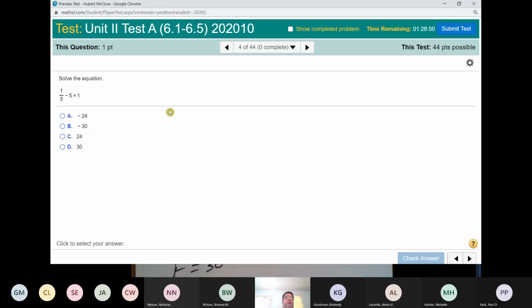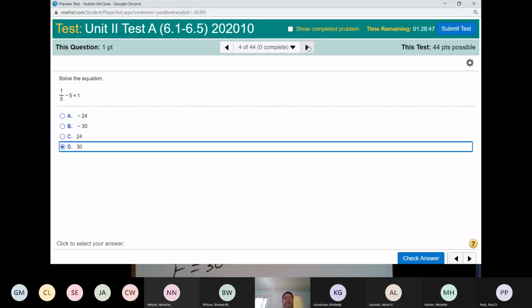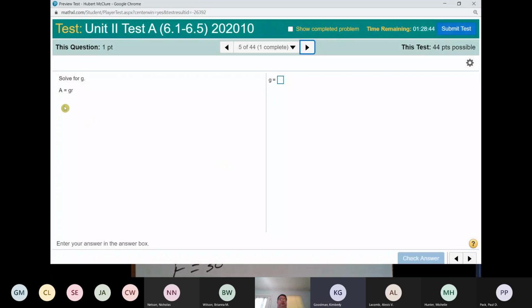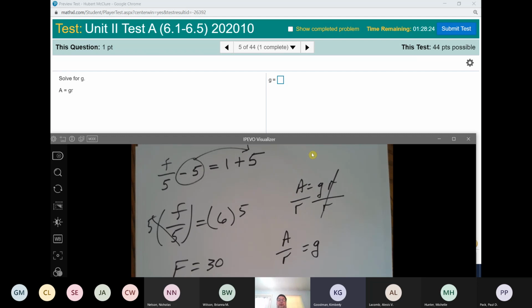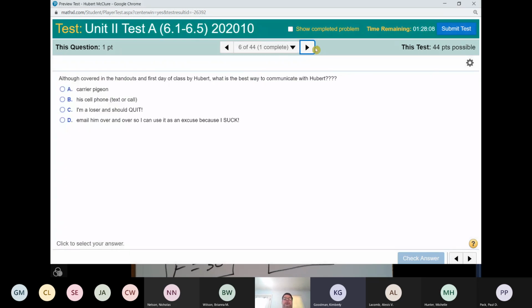I told you most of your questions are from 6.2 and 6.5. This one is 6.3. A is equal to G over R, and we want to solve for G. So multiply through by R. G is equal to A times R. Make sure you do not change the capitalization of your letters. If they are lowercase, you leave them lowercase. If they are capitalized, you leave them capitalized. Next. Bonus.